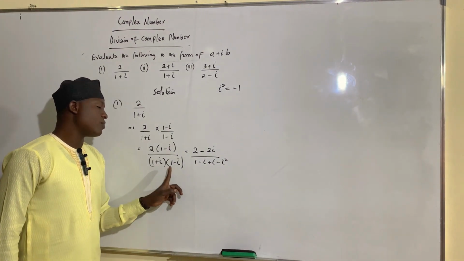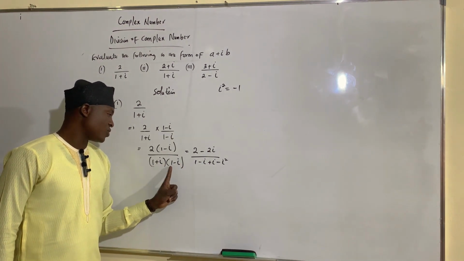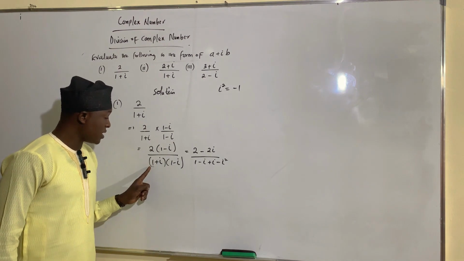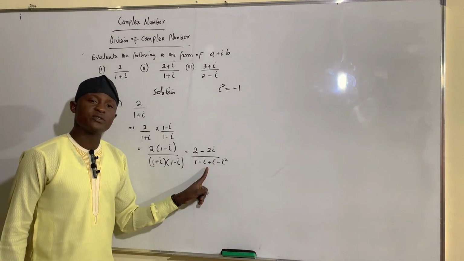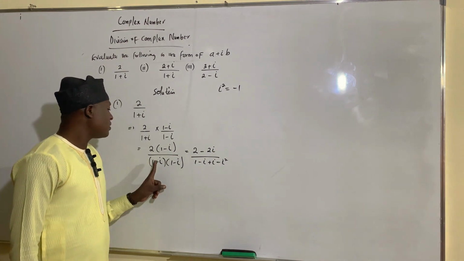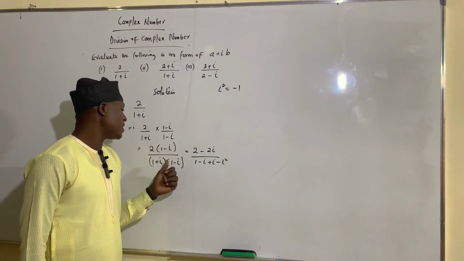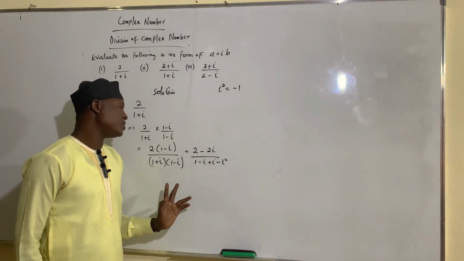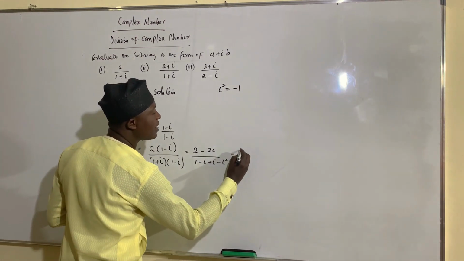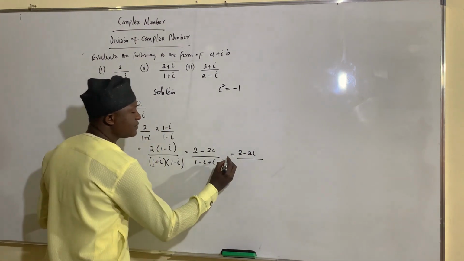The first term multiplies the two, the second term multiplies the two. That is 1 times 1, we have 1. 1 times minus i, we have minus i. Plus i times 1, we have plus i. Plus i times minus i, plus times minus gives minus, and i times i gives i squared. So here, I can have the numerator as 2 minus 2i, divided by 1.